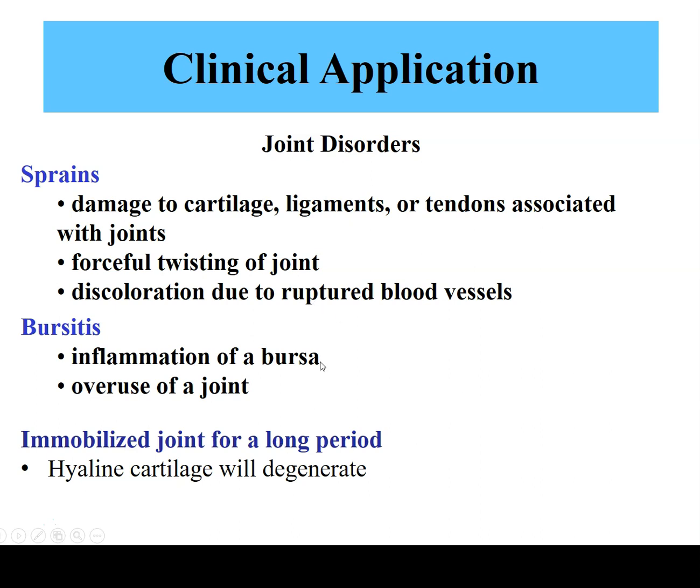Bursitis is inflammation of the bursa, usually from overuse. Tennis elbow is caused by inflammation of that bursa and a slight hyperextension. Tennis elbow is like when you're hitting a forehand, you lock that elbow and then you forcefully hit that tennis ball. There may be a slight hyperextension of that joint and stress on the bursa and overuse of that joint, bursitis.